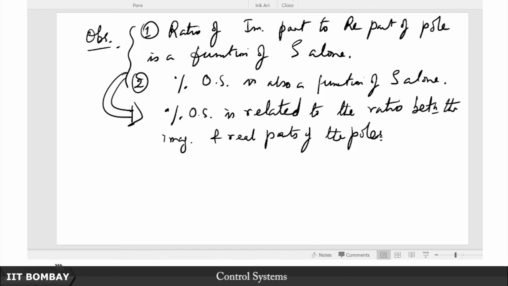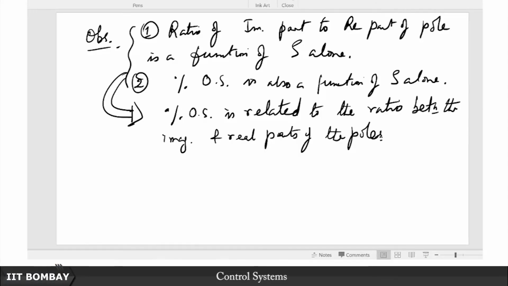So if you keep the ratio between the imaginary and the real parts of the poles fixed, you are keeping the zeta fixed. If you are keeping the zeta fixed, you are keeping the percentage overshoot fixed. So what we are going to do next is draw certain loci on the complex plane, and we are going to always qualify them by the kind of metrics that they specify.